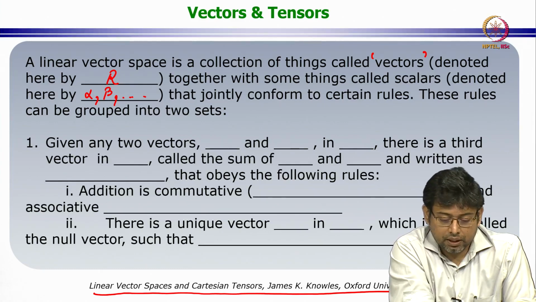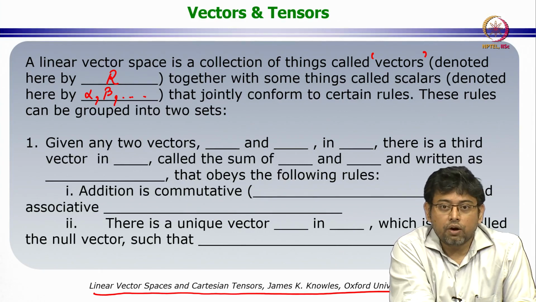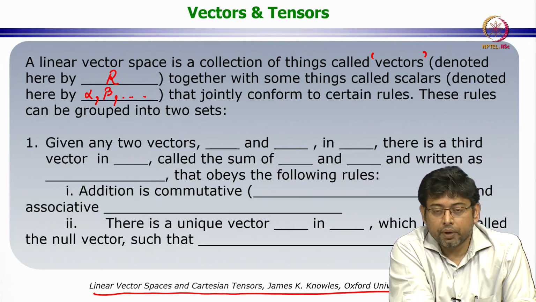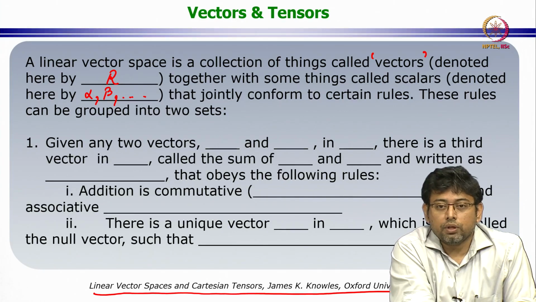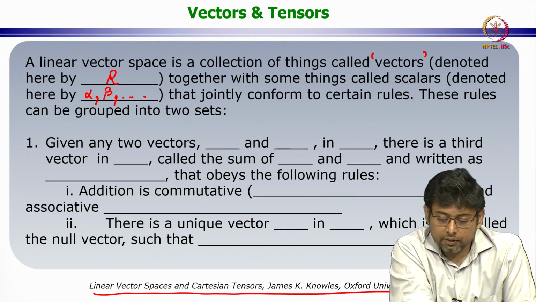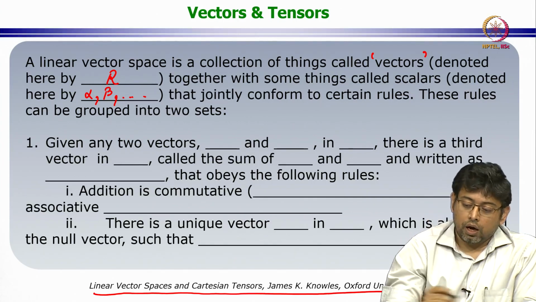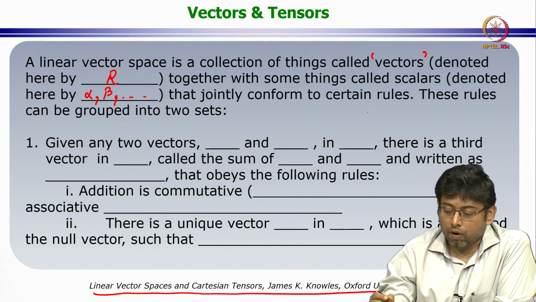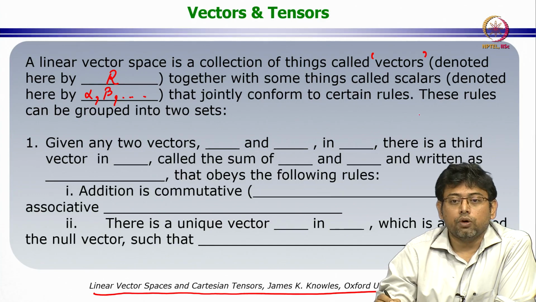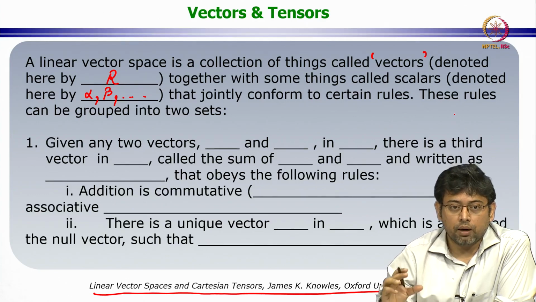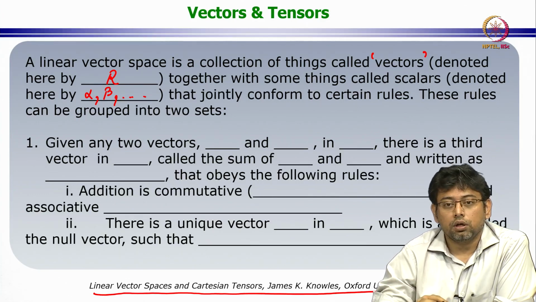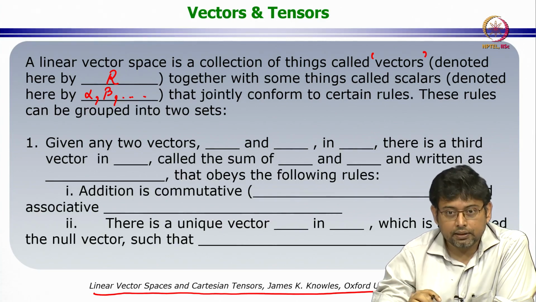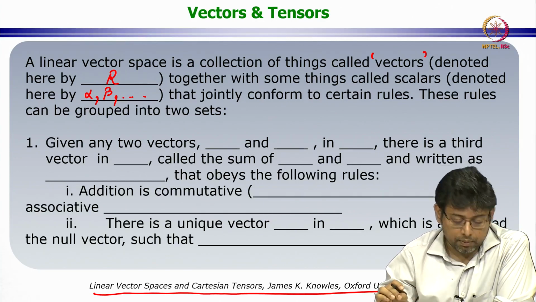They can be complex numbers as well, but we will not encounter them in solid mechanics and fluid mechanics so much. So we can just go ahead with the simple understanding that they are just real numbers. So now this thing called vectors and these scalars, they jointly conform to certain rules, and these rules are going to be grouped into two different bunches. The first bunch concerns vector addition, the second one will concern vector multiplication.